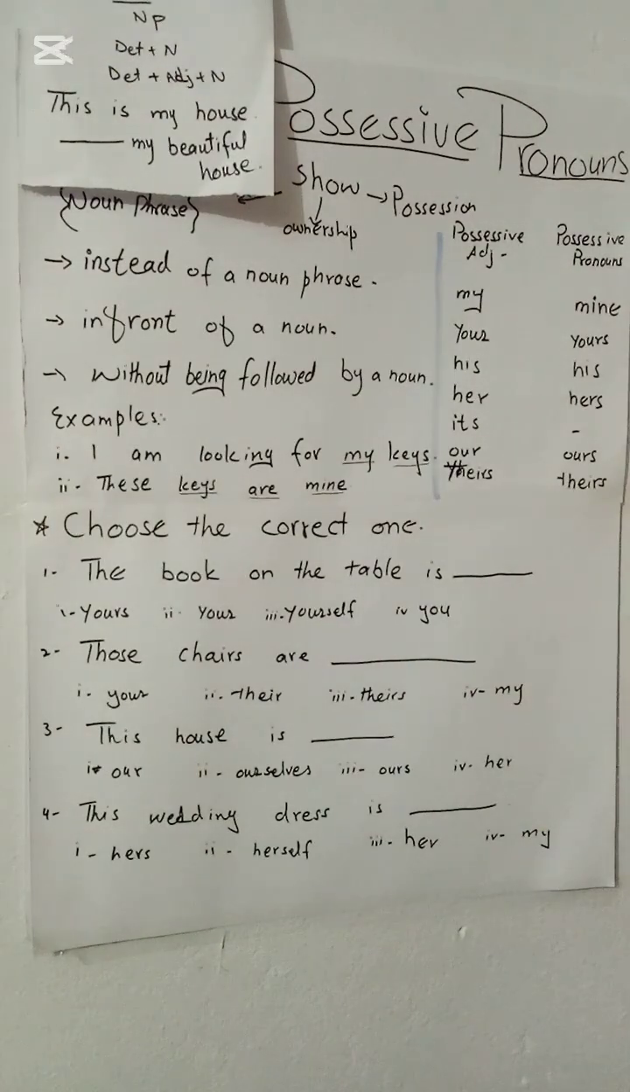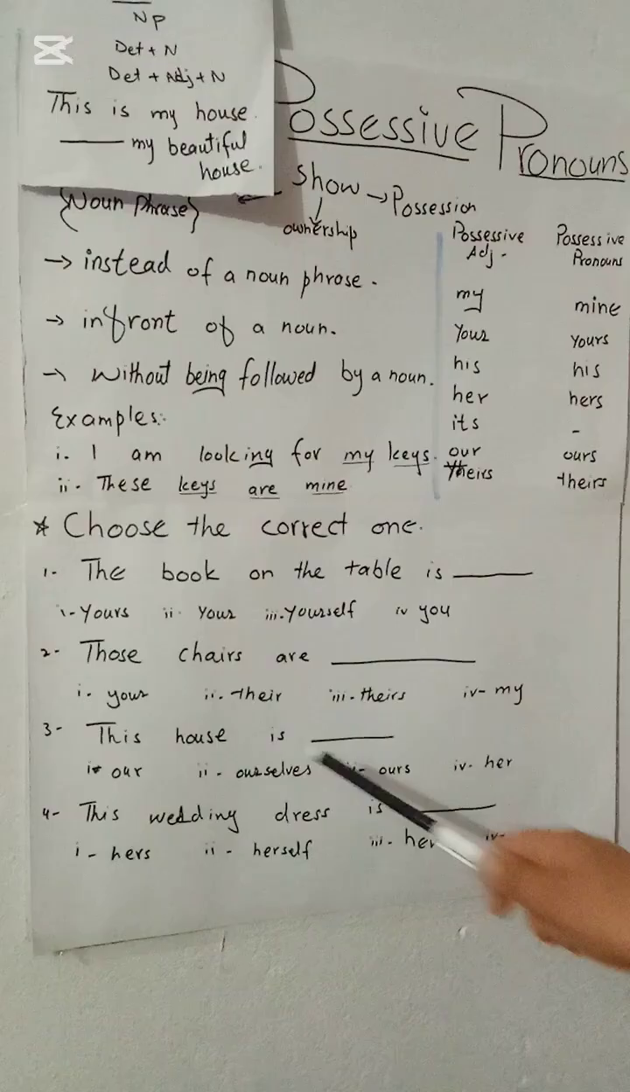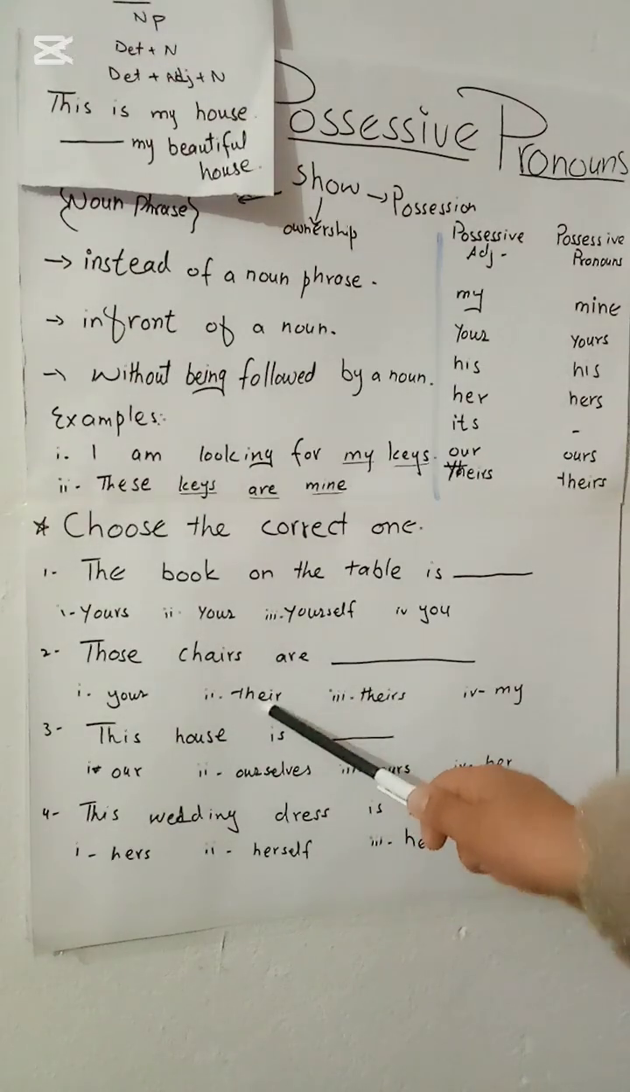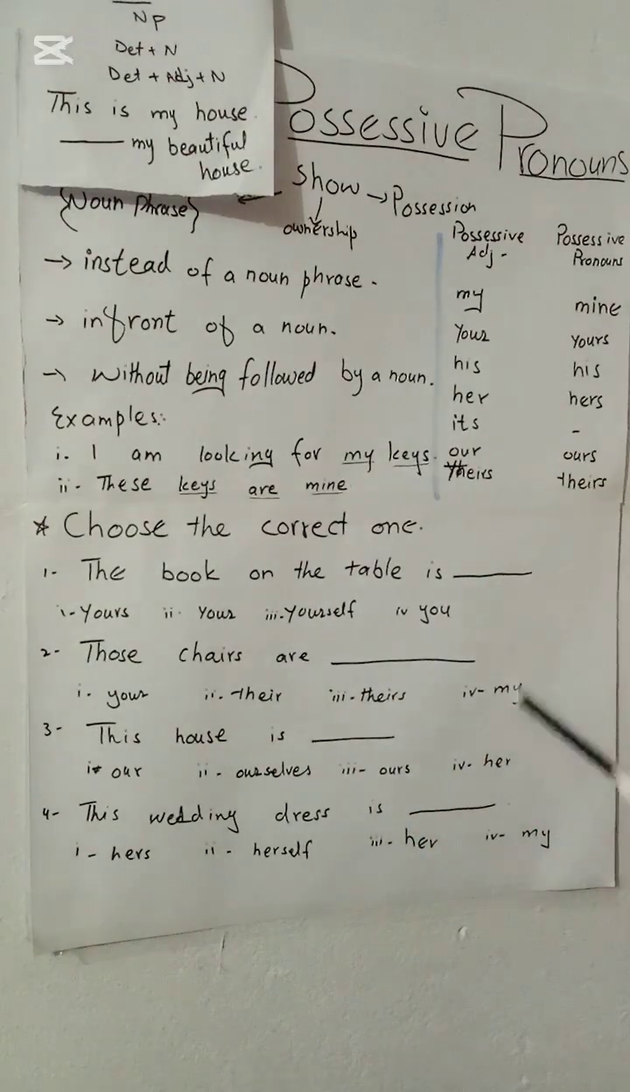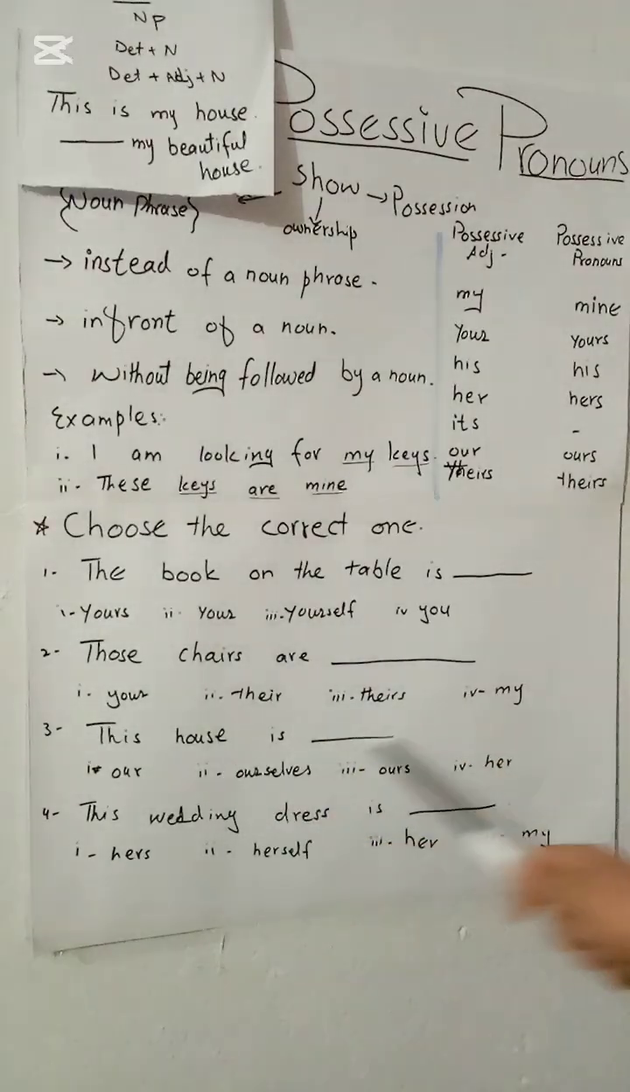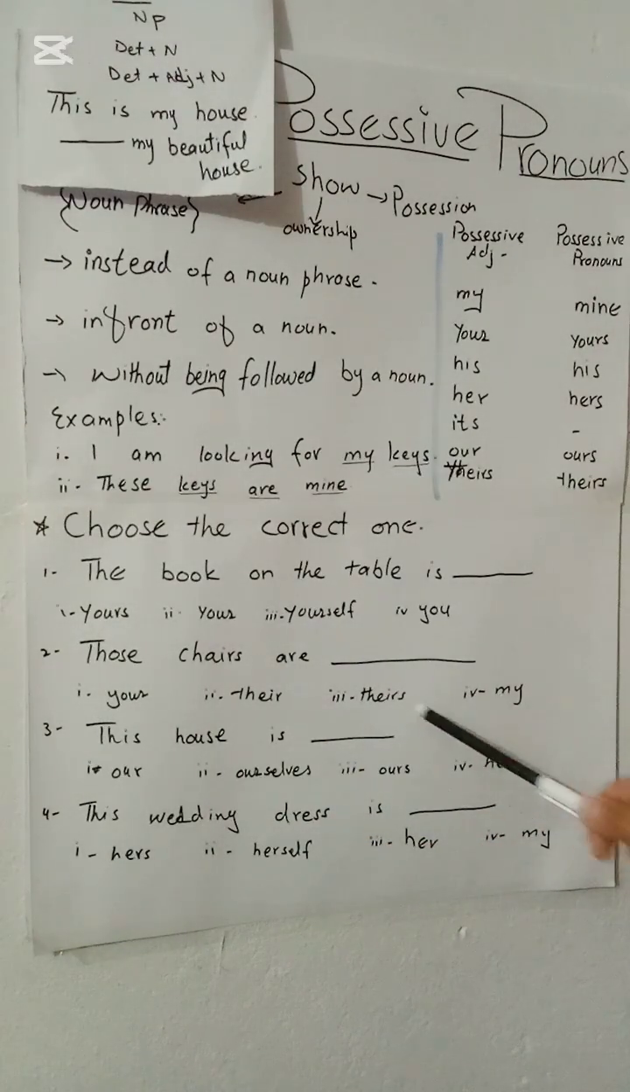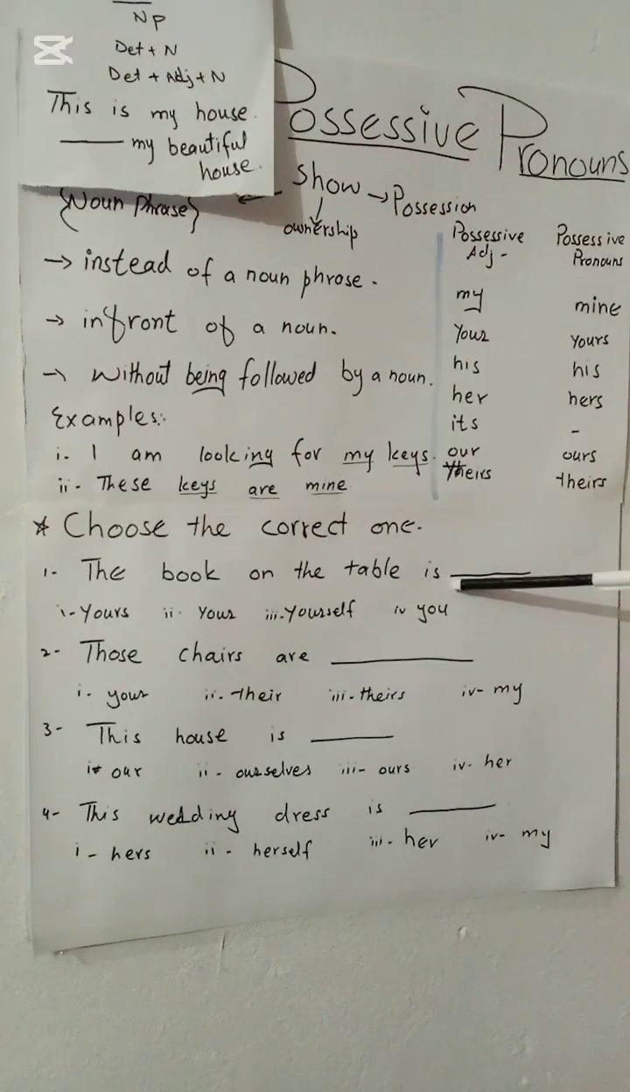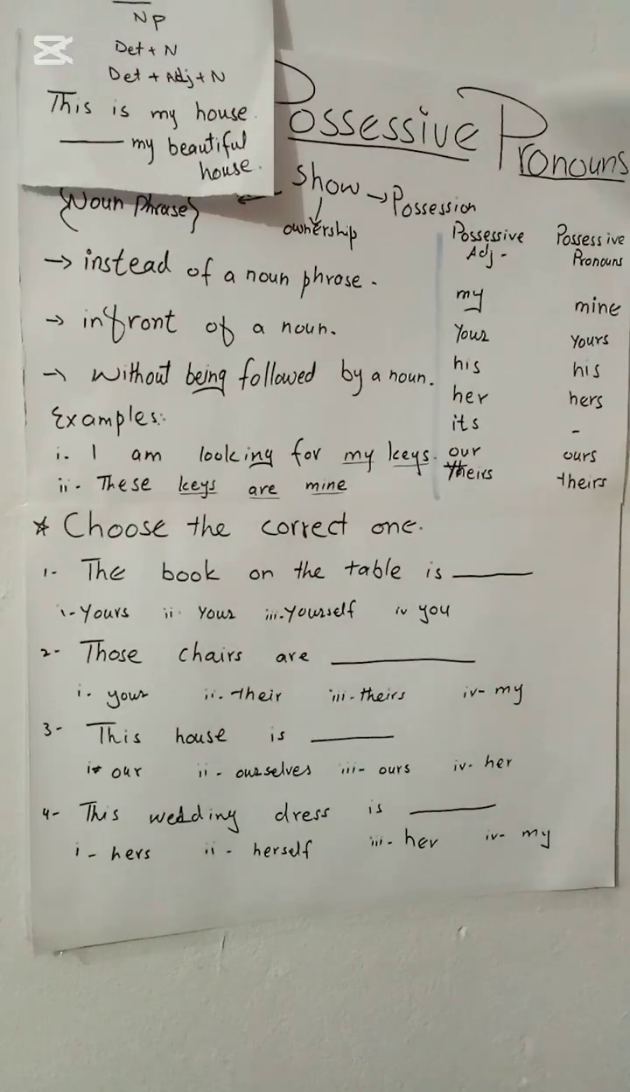The next example is, those chairs are dash. Your, their, theirs, and my. You can look for the possessive pronoun. Which one is it? Theirs is the possessive pronoun. Here we have are, which is a verb.